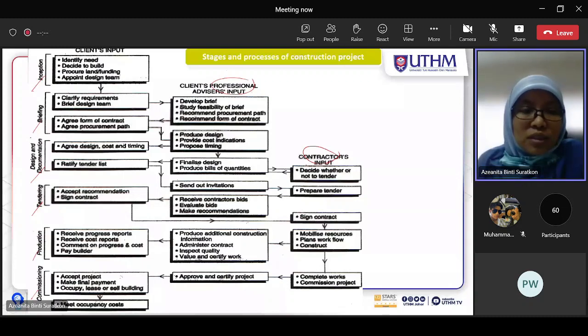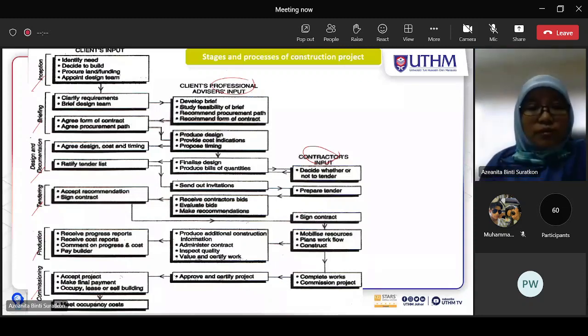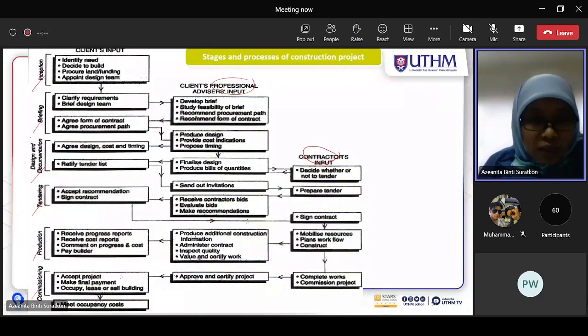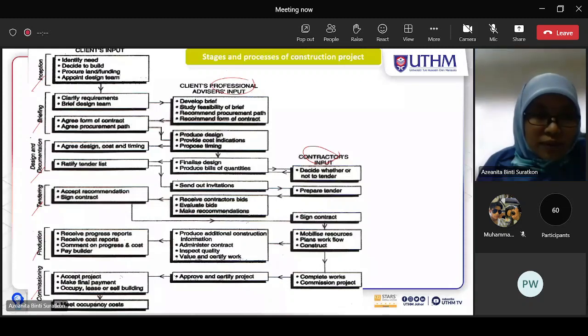Okay, so the details are actually not much different from what I have explained to you. So this is another way. Right, any questions so far from this flowchart? Okay.